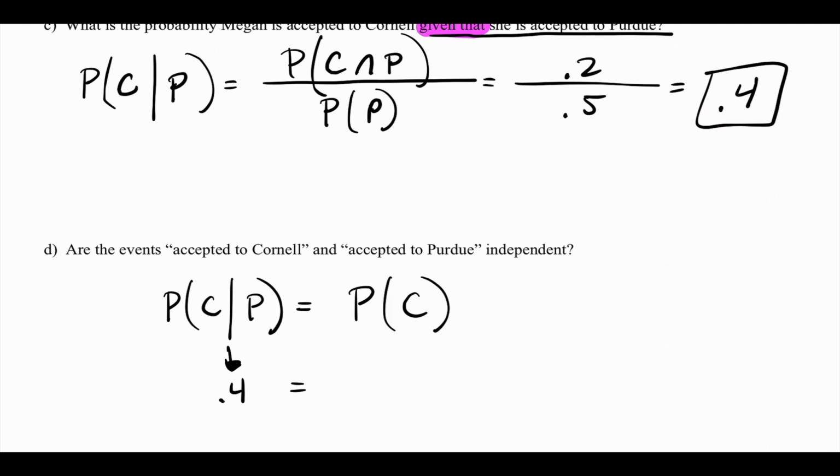Now go up to your table. What is the probability of her getting into Cornell? It said 0.4, right? So we would say they are independent events.